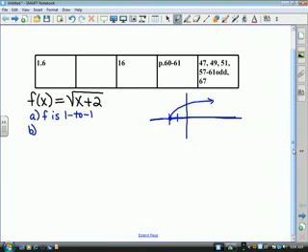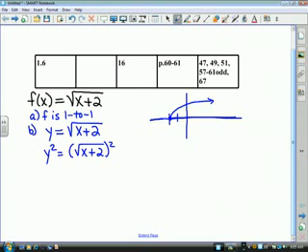All right. So now let's solve this for x. So tell me what to do. Square both sides. Good. And what happens when you square a square root? Square root goes away. Then what? Subtract 2. And done, right?